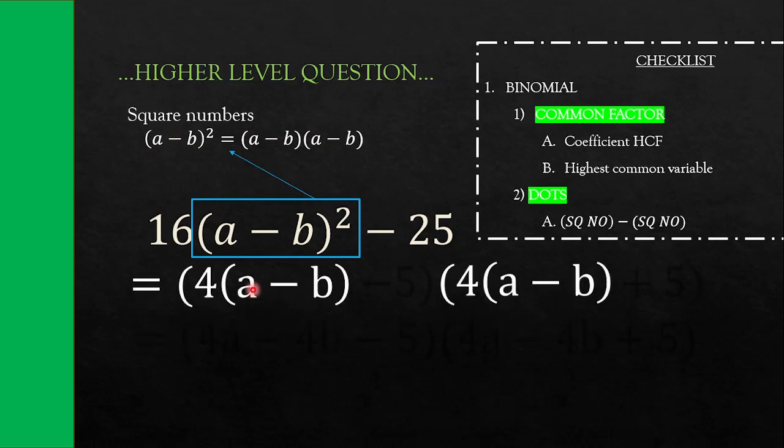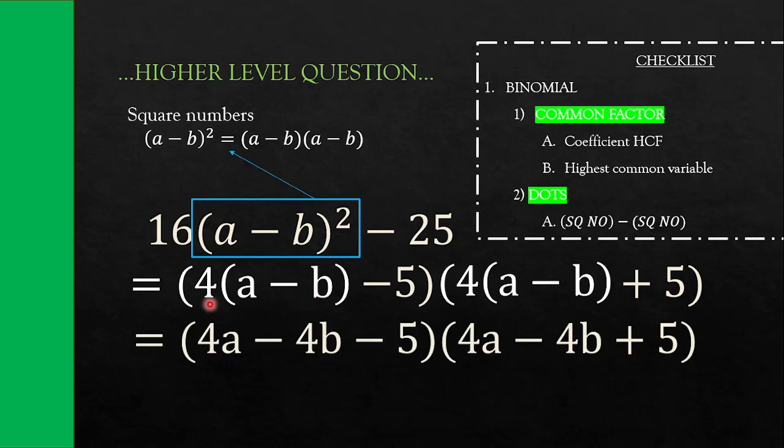So, let's see. If I look at this 16 times a minus b squared as a first term, and I look at what it could be, I'm going to get a 4 times a minus b, and on the other side another 4 times a minus b. This minus in the middle changes to a minus and a plus, and 25 is 5 and 5. Now the question is, should I break the internal bracket? No, I just did it. So 4a minus 4b, 4a minus 4b.